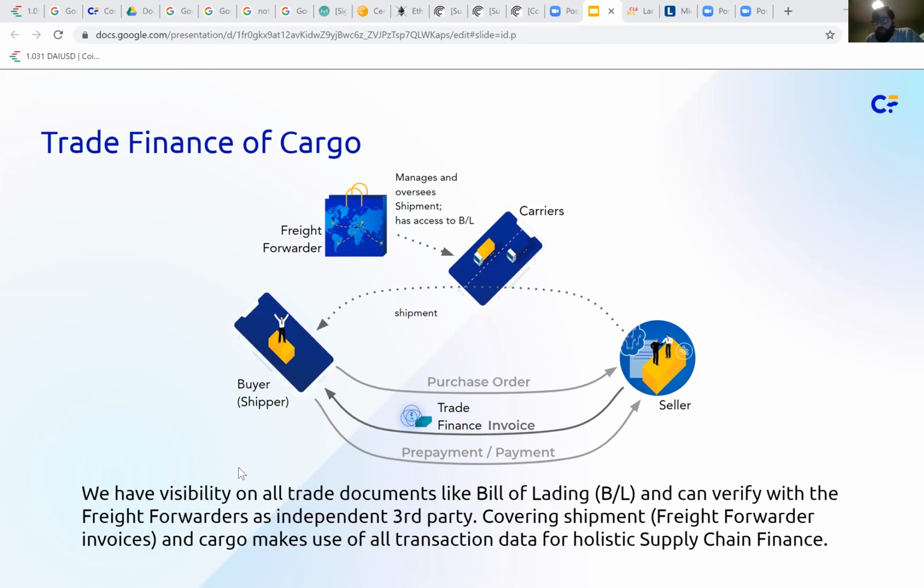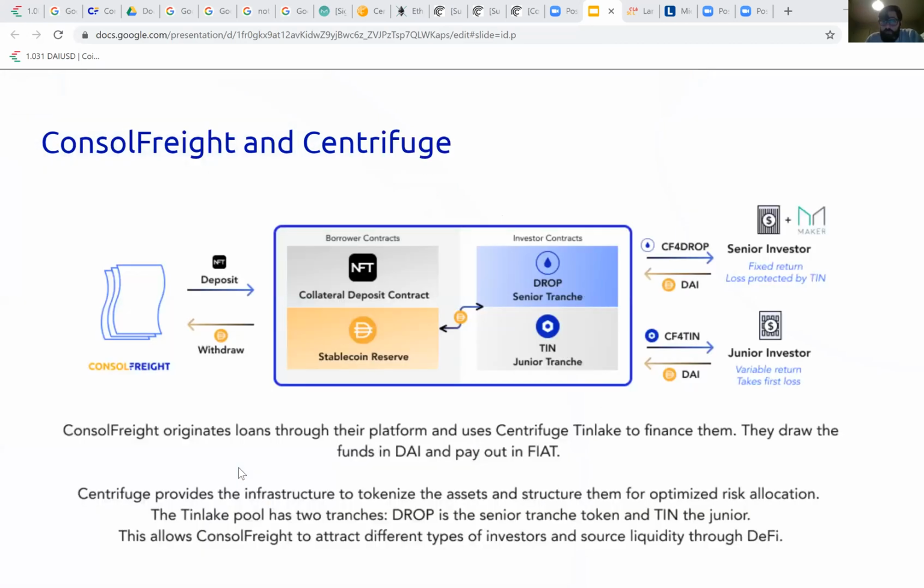Now, how are we putting these products to work with Centrifuge? ConsolFreight, as an asset originator, will aggregate invoices from either freight forwarders or buyers, and these assets will be tokenized using the Centrifuge protocol. The idea is that we use those NFTs as collateral in order to withdraw loans from the protocol in DAI. I think it's important to mention that we are funding users in fiat, and this allows the circulation of DAI as well. That is one of the things that I think real world assets are supposed to mitigate.